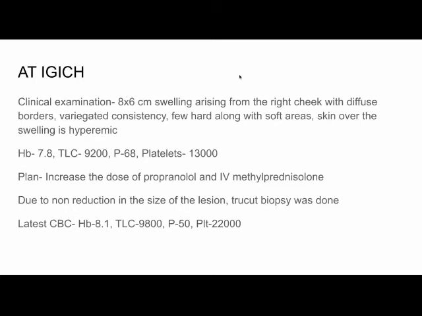So the differential diagnoses were, first, neuroblastoma, and less likely a pleuropulmonary blastoma. Next, coming to the discussion.